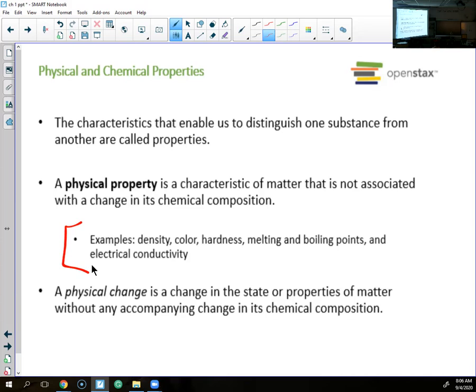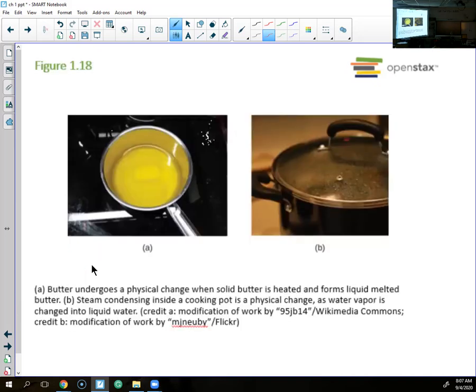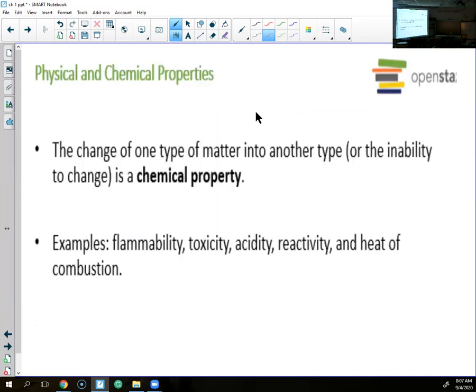And a physical change is a change in the state or properties of matter without any accompanying change in its chemical composition. So if I tear a piece of paper apart, it's still paper. I just changed its shape, its mass, its volume, but I didn't change the fact that it is a piece of paper. Melting butter and boiling, stuff like that, are physical changes.